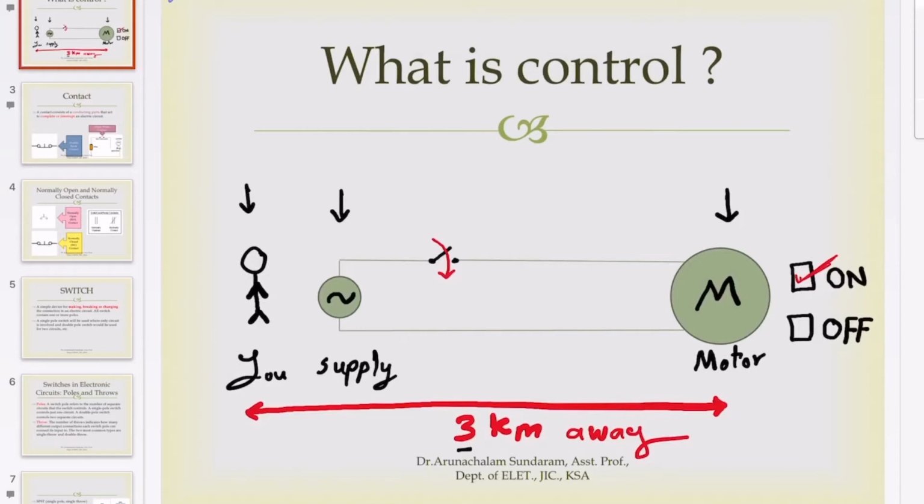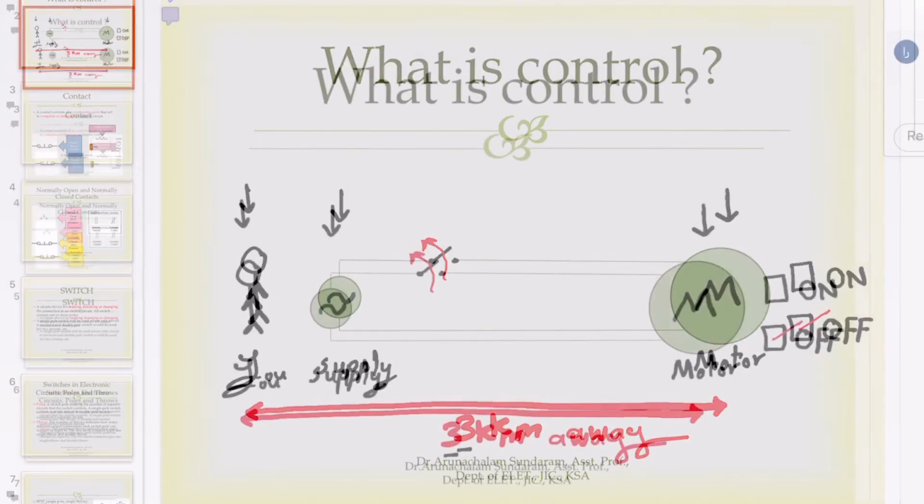Okay, guys. Now, once I disconnect the switch, the motor will be off at this moment. Once I open the switch, the motor will be off. This is the simplest control circuit that you will find when you control a motor.